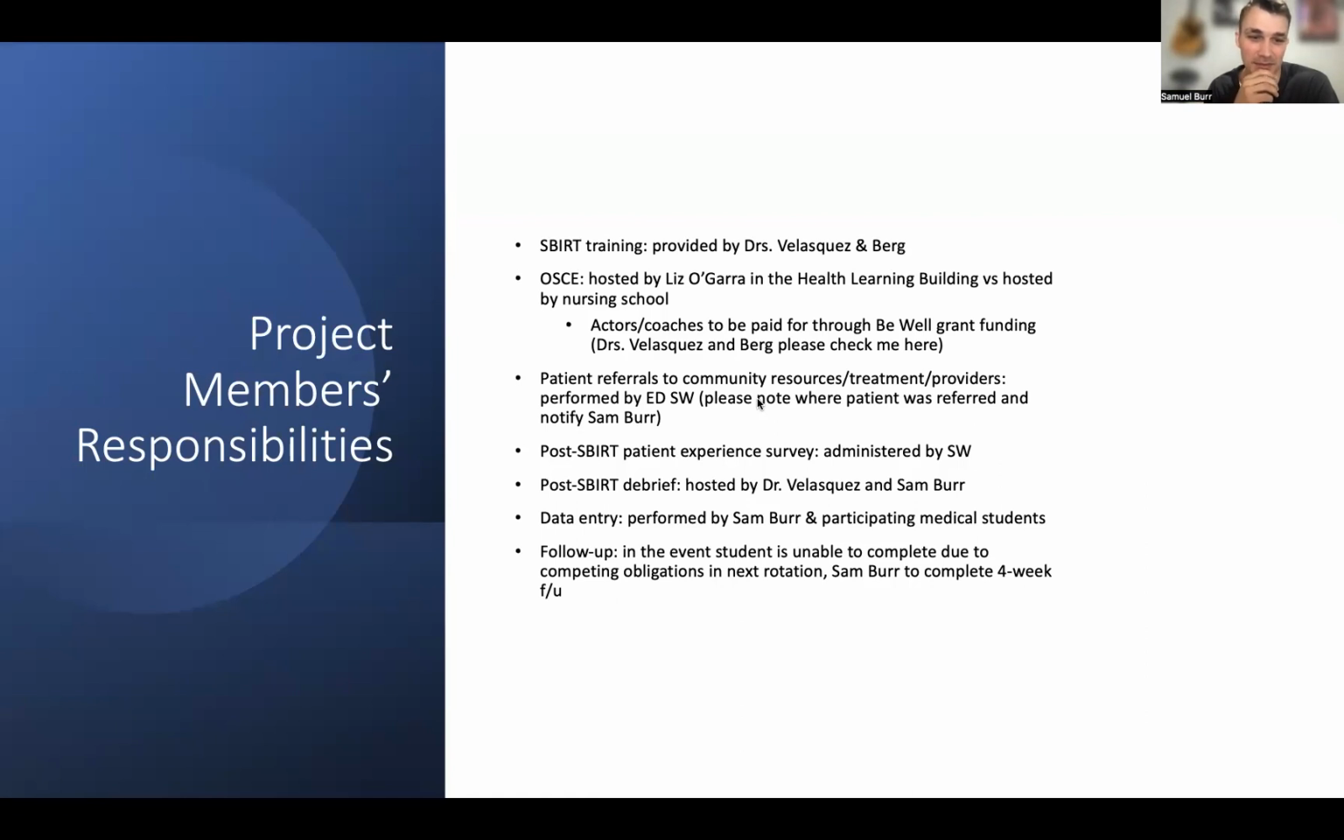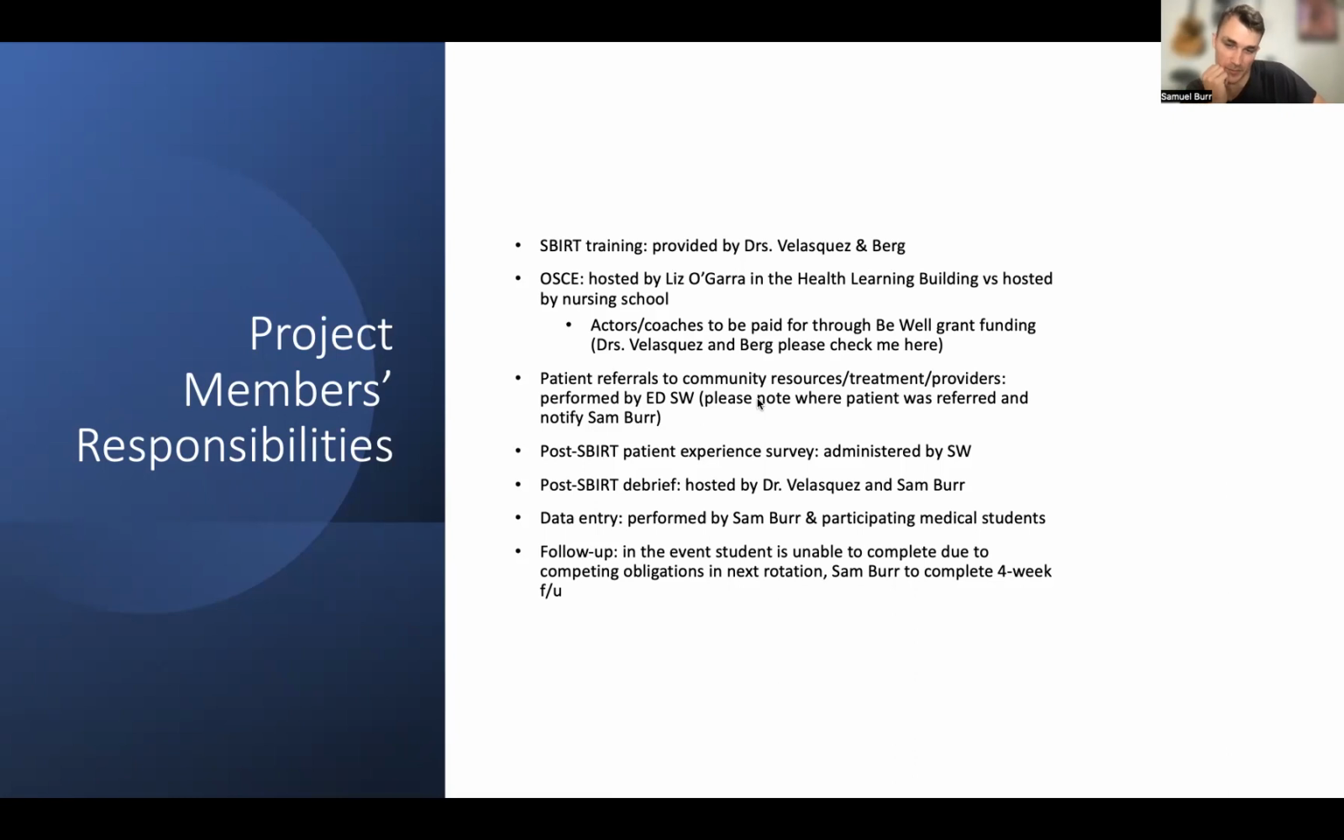Okay, project members' responsibilities. So this is just the outlying stuff that's done in the background, or in an auxiliary capacity here. The SBIRT training will be Doctors Velasquez plus minus Berg. OSCE will be hosted by Liz O'Gara in the Health Learning Building, potentially hosted by the nursing school if we come upon logistical challenges there. They have another simulation area that we might be able to use. I haven't actually reached out to them about that yet because it seems like things are going hopefully in the right direction with Liz. Talked about the Be Well grant and its use for us there.